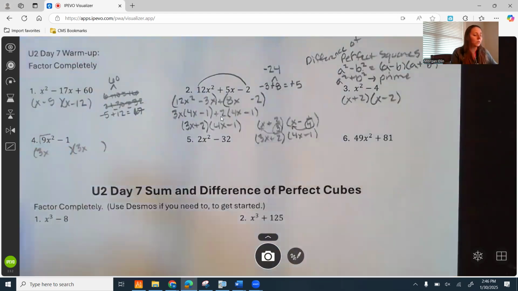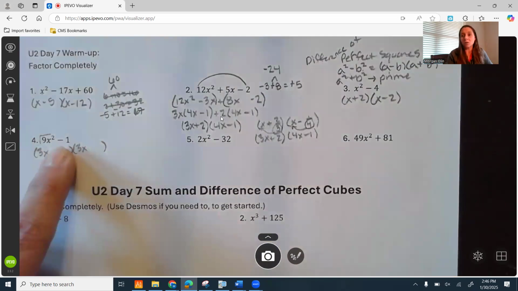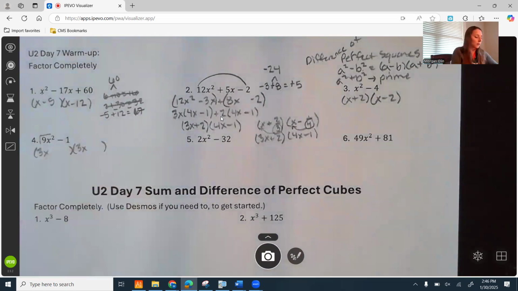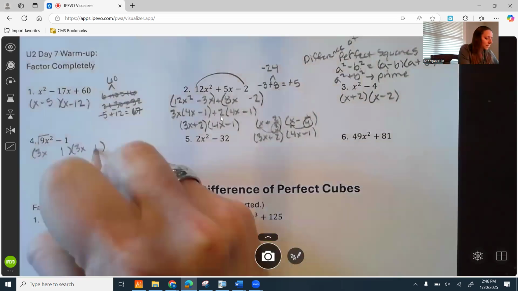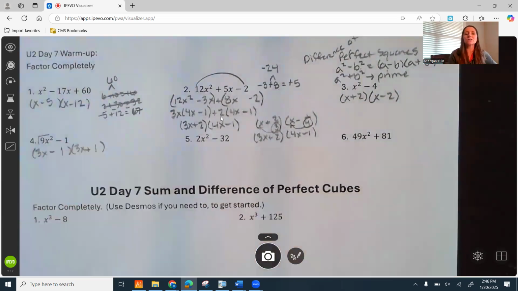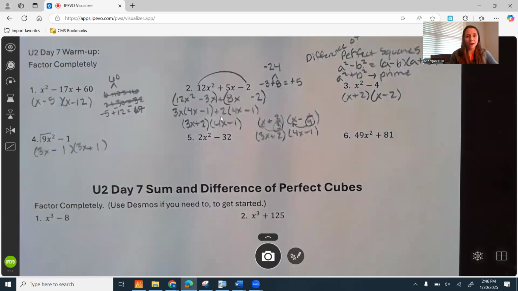Now, square root of 1. Well, 1 is always a perfect square. It's actually a perfect anything. Square root of 1 is 1. And then one's a plus, one's a minus. As long as you can recognize perfect squares.